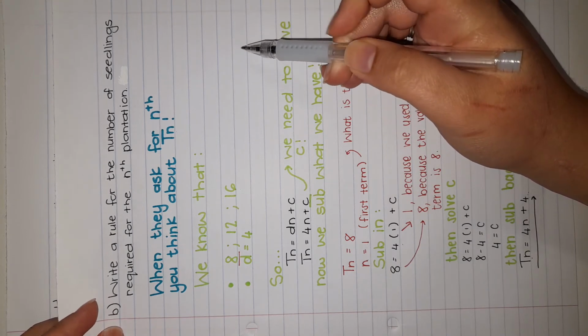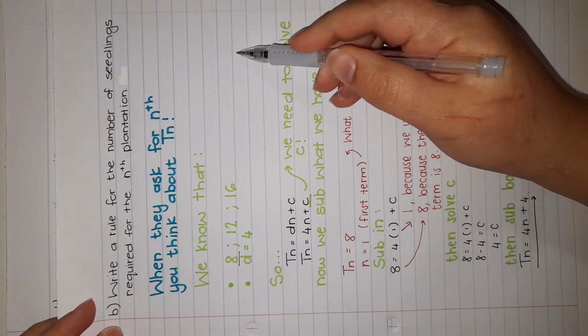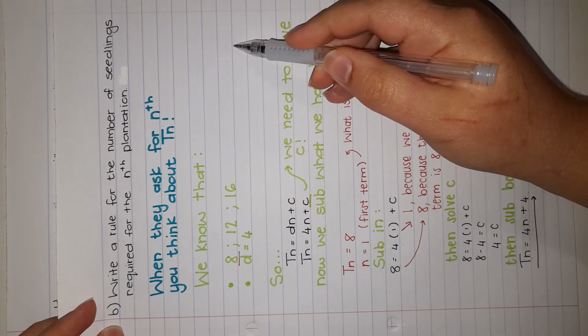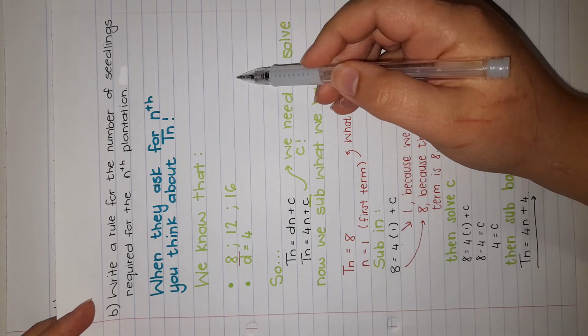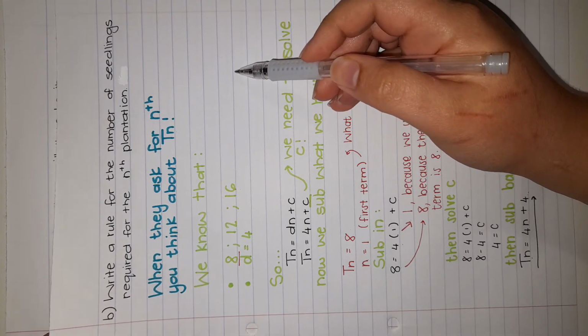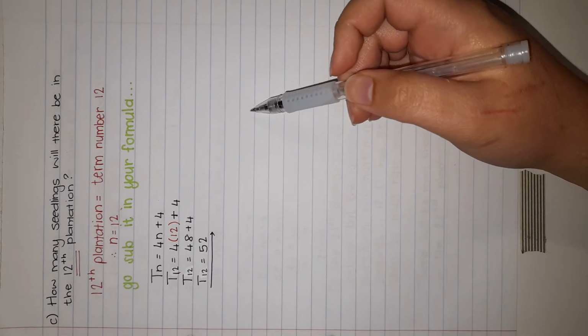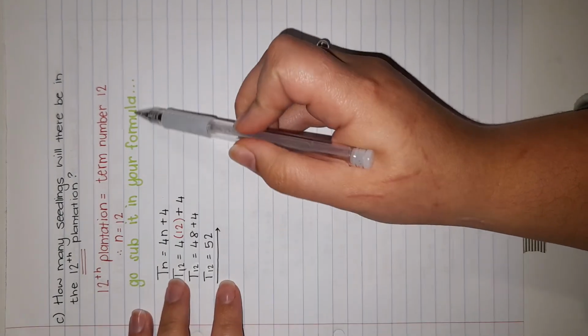Yes, that works if they ask you for the 12th one, but imagine they ask you for plantation number 200. Please don't sit and add 4s 200 times. Okay, this is where the formula comes in. So we substitute it into our formula.